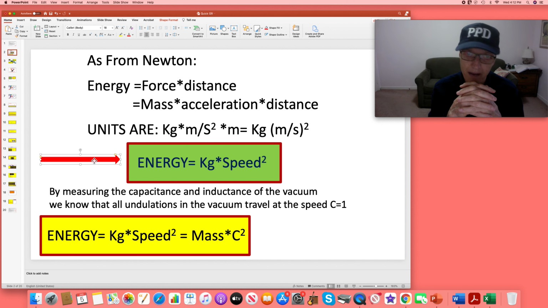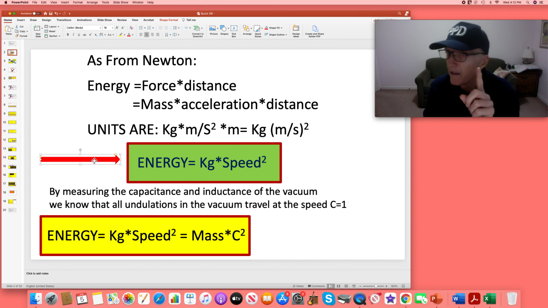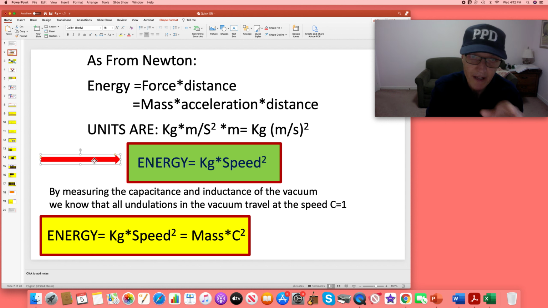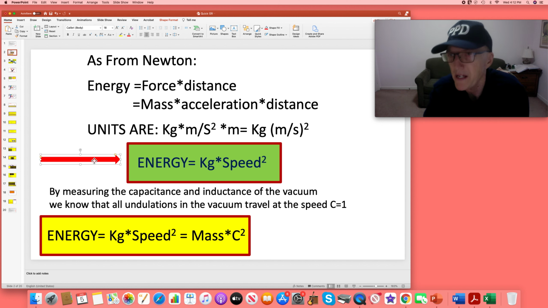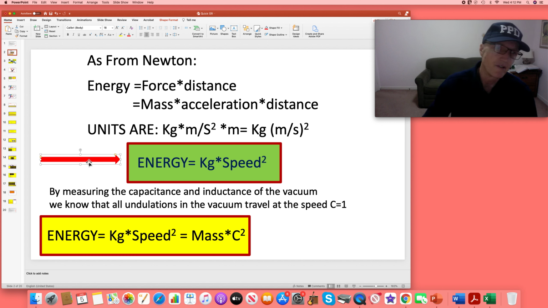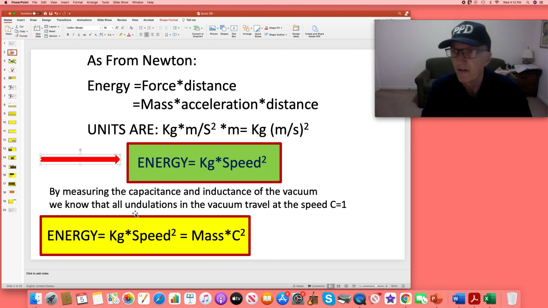And mass is an undulation traveling through the vacuum at the speed of light. So when you say energy is equal to kilograms times speed squared, there's really only one speed that applies, and that's the speed of light. So energy is equal to mass times c squared. That's the only sensible result. So by inspection, we just derived that energy equals mc squared.